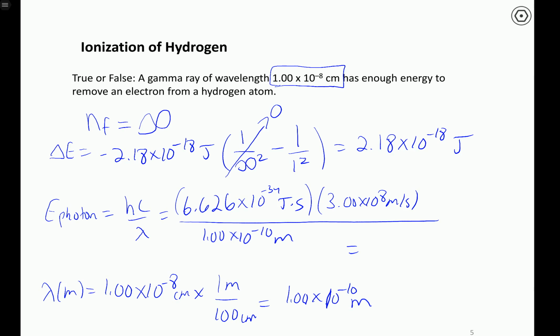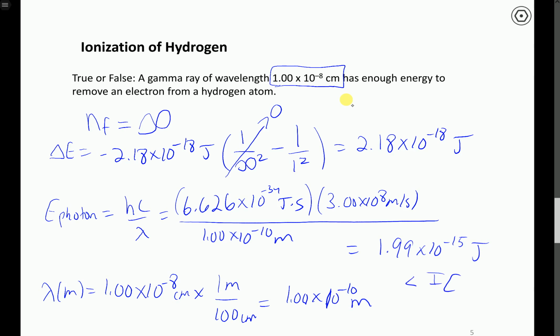Okay, so when we calculate this out, we get 1.99 times 10 to the minus 15 joules, which is much larger than the ionization energy. Okay, so the ionization energy is 10 to the minus 18. Here we're at 10 to the minus 15, so by 3 orders of magnitude, we're much bigger. So this is going to be true then, that is clearly enough energy to remove an electron from hydrogen.